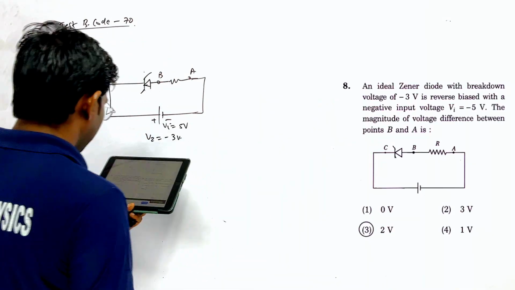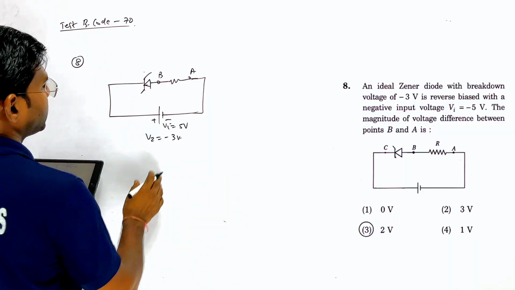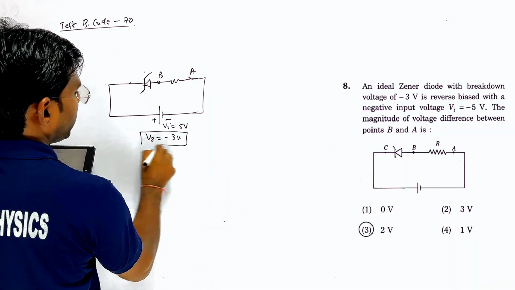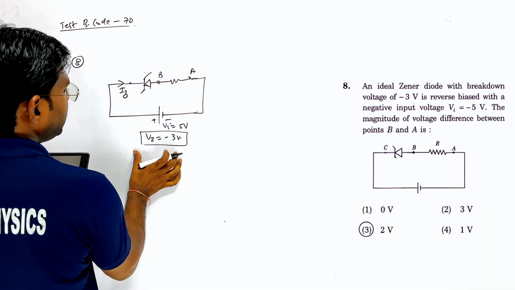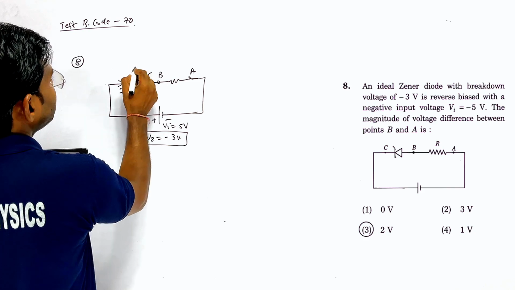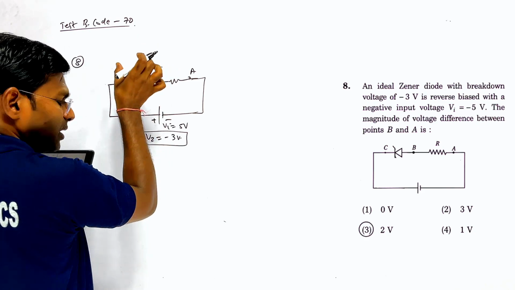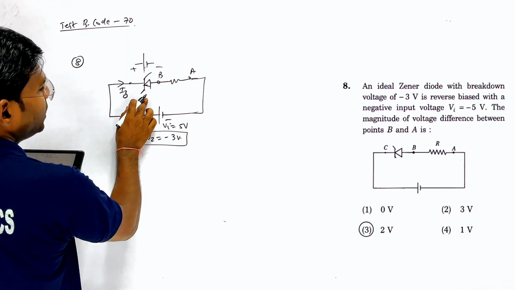So read this question number 8. This is the Zener breakdown which works in the reverse bias condition. So this Zener breakdown voltage is minus 3 volt. When the current flows in this side, the applied voltage is more than the Zener breakdown voltage, and therefore the voltage drop across this Zener diode is what?